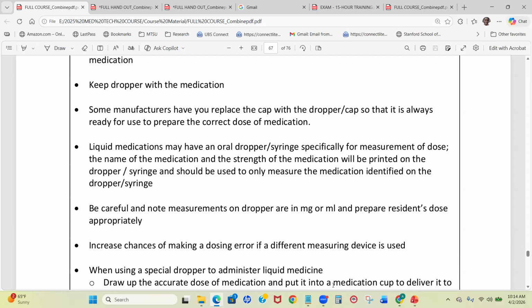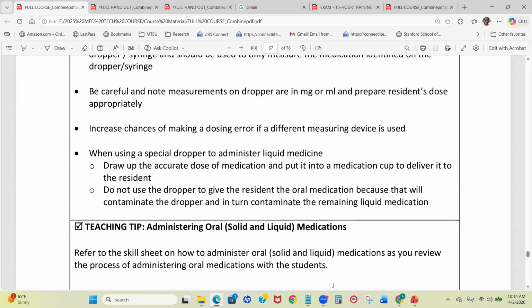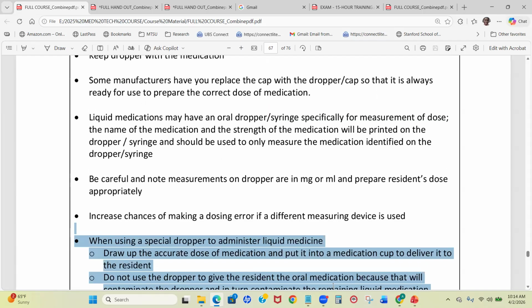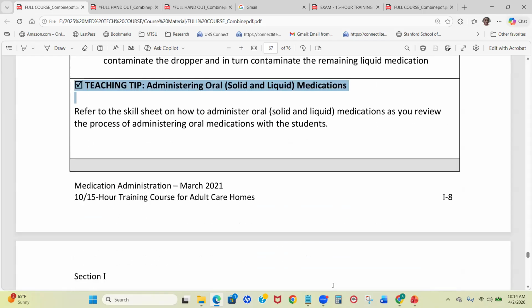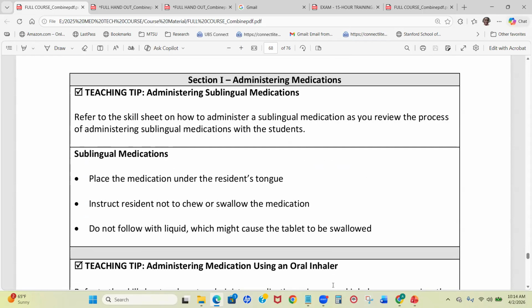Remember, milligram is not the same as milliliter, ml. So note the difference so we don't create medication or dosing errors. So draw the accurate dose and deliver it to the patient. Do not use the dropper to give the resident the oral medicine, just like I said. That's what this is about. All that I said is what this is about. Okay? So go according to the strength that is being given. If it's ml, give ml. If it's mg, you give mg.